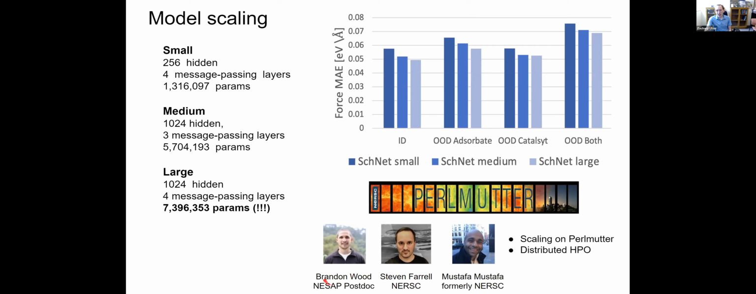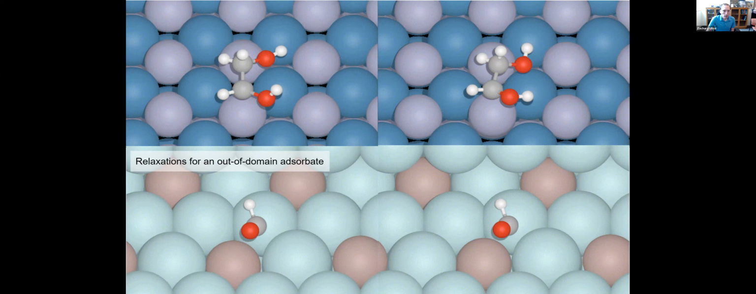This is work that Brandon is really leading as one of the NESAP postdocs, along with Steve Farrell and others at NERSC. We're looking at scaling these models to the upcoming Perlmutter computer right now to say, what is the limit? If 8 million parameters is better than 1 million, why don't we try 10 million or 100 million or a billion, right? Like has happened in the natural language processing realm. Again, I don't expect you all to understand all the details here, but just to give you a sense of where this field is going. This is new to me. 3 years ago, we were developing very small models and training was a lot easier, but this has become more complicated.